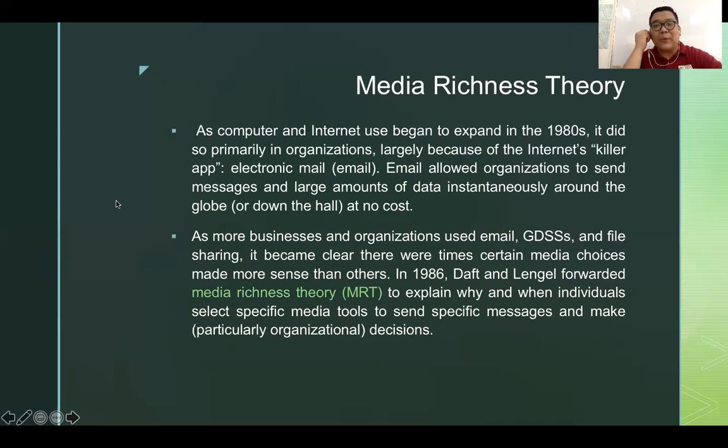Another interesting theory that we can visit is the media richness theory. As computer and internet use began to expand in the 1980s, it did so primarily in organizations, largely because of the internet's killer app, electronic mail, or the email. Email allowed organizations to send messages and large amounts of data instantaneously around the globe or down the hall at no cost. So because of that, there has been this pre-identification of different proper platforms where messages could be channeled through. As more businesses and organizations used email, GDSSs, and file sharing, it became clear there were times certain media choices made more sense than others.